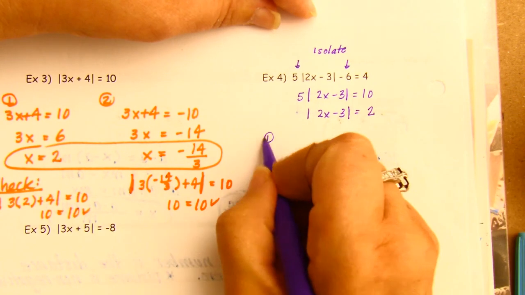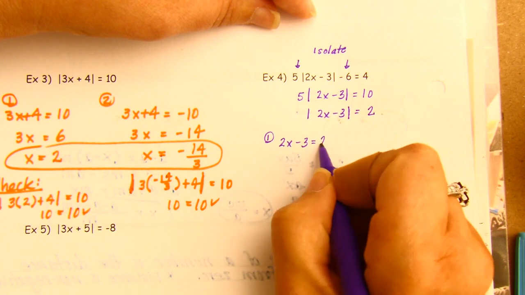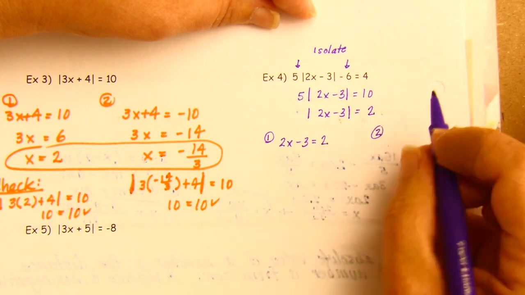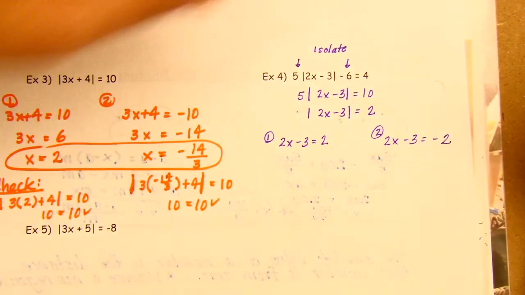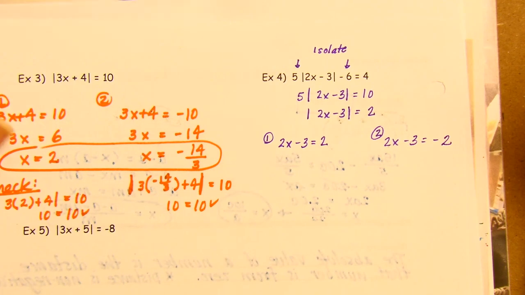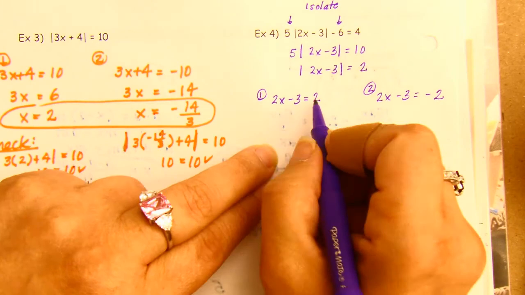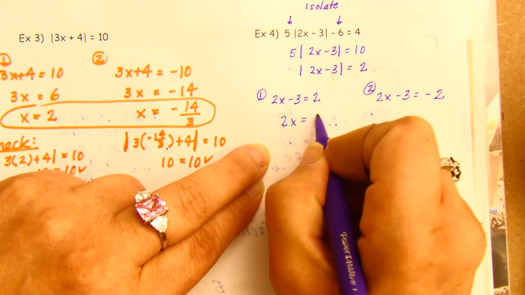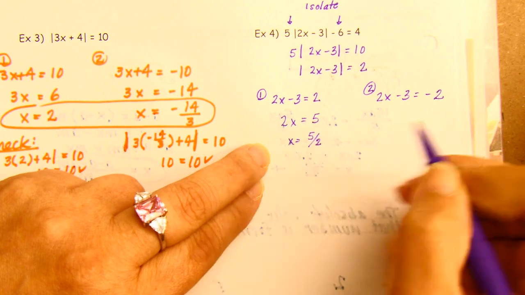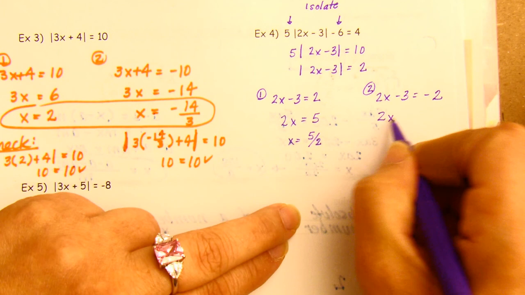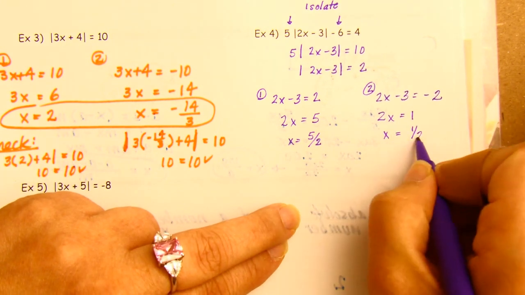Now I can set up my two cases. Case 1: 2x subtract 3 equals 2. Case 2: 2x subtract 3 equals negative 2. That's for my negative case. Okay, I'm going to move this up a little bit. I'm going to add 3, so 2x equals 5. Divide, x equals 5 halves. Over here, 2x equals 1, x equals 1 half.